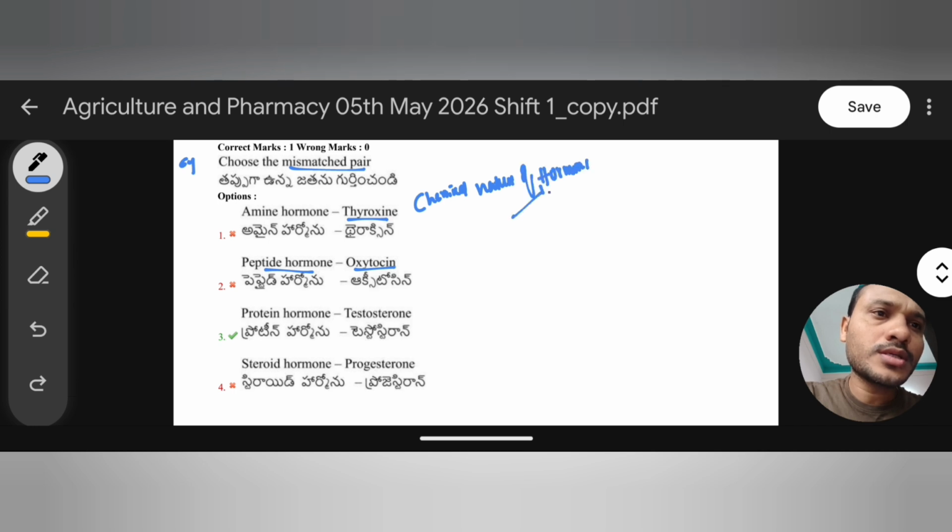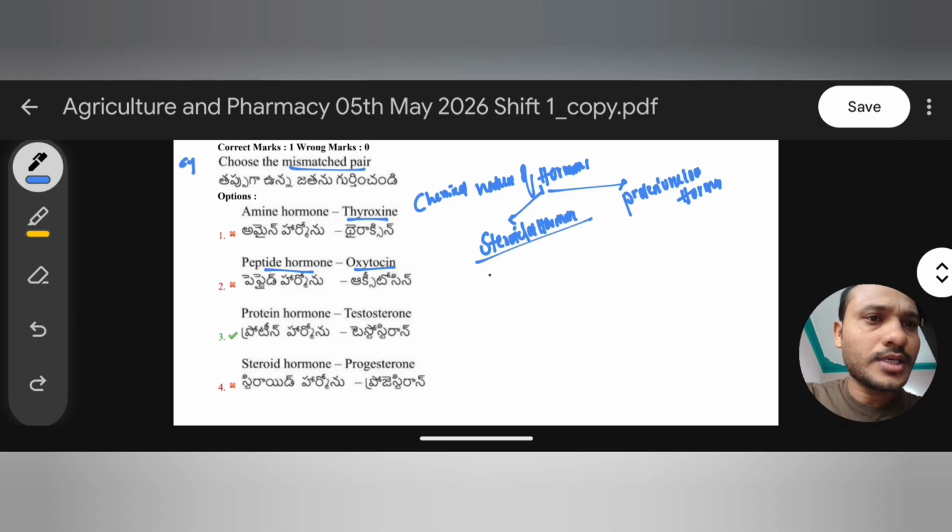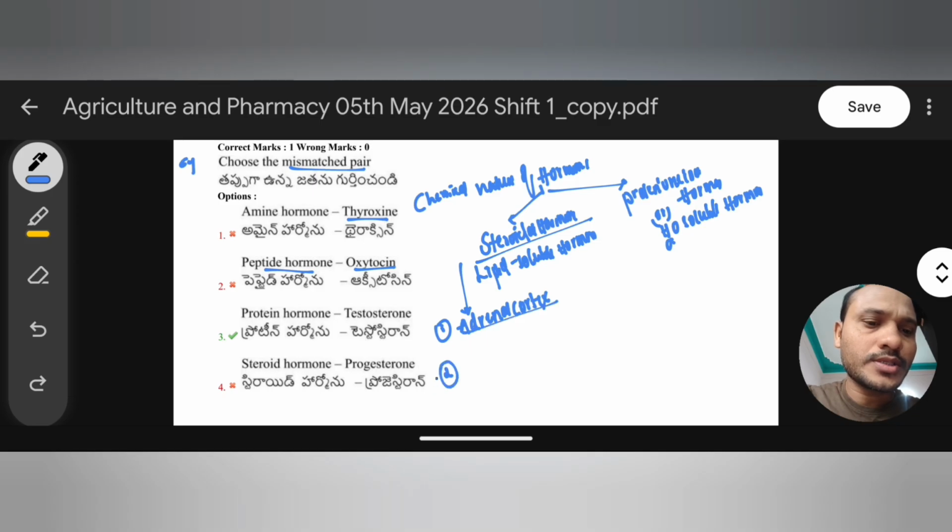Generally hormones are of two chemical natures, steroidal hormones and proteinous hormones. Steroidal hormones are lipid hormones, and proteinous hormones are water-soluble hormones. In steroidal hormones we include adrenal cortex hormones and also the very important gonadal hormones. So adrenal cortex hormones and gonadal hormones are included in steroidal hormones.